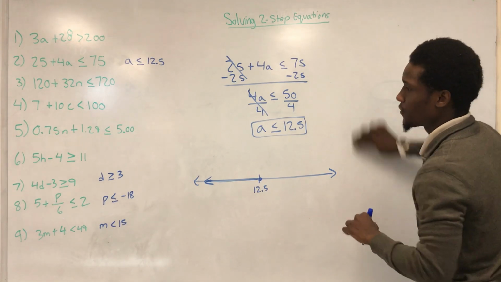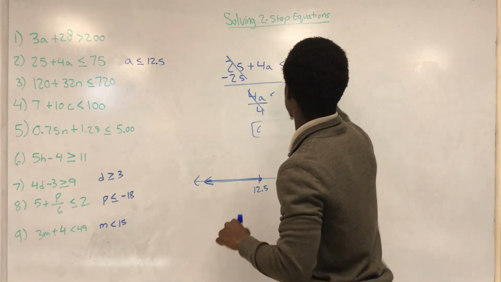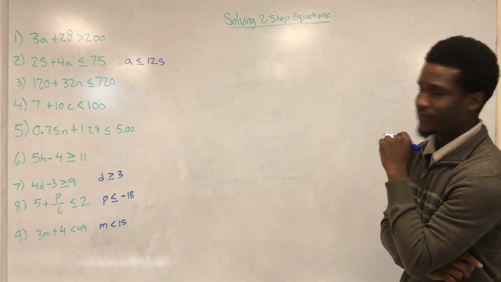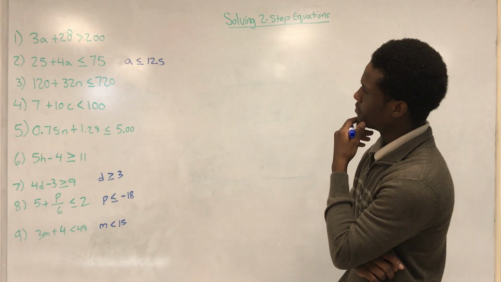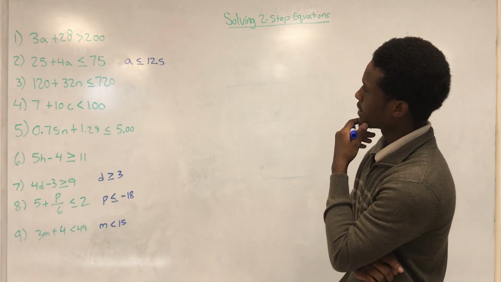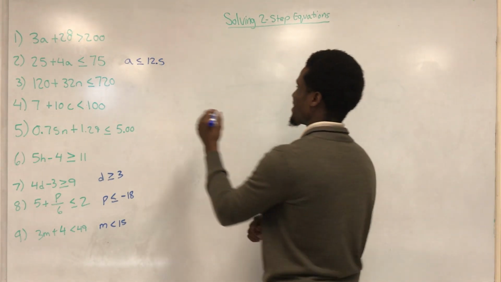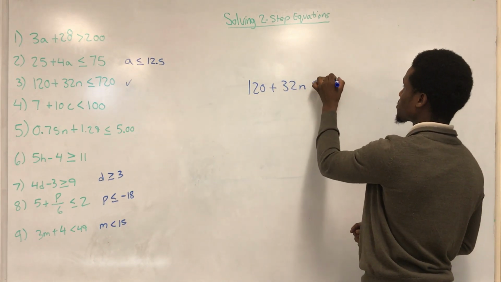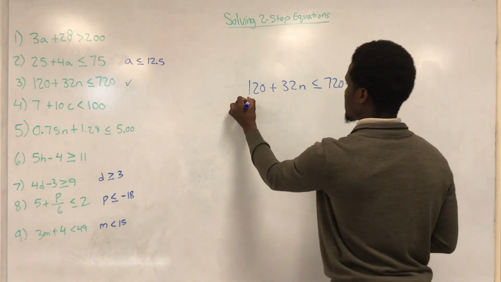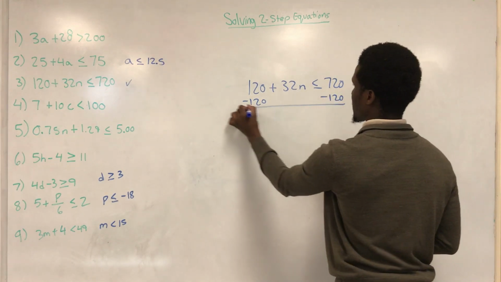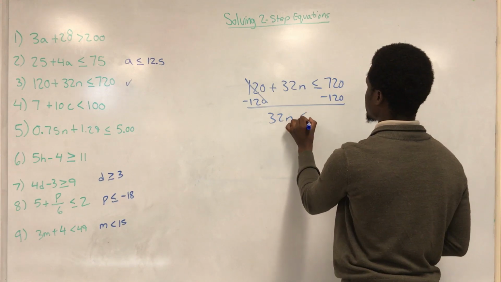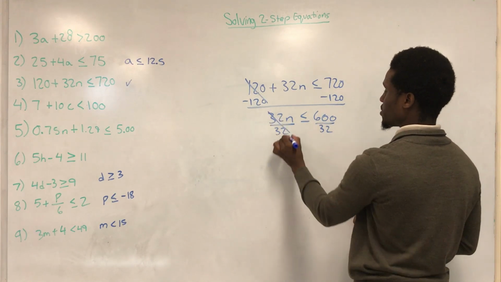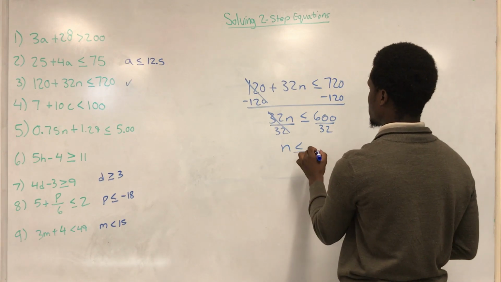All right. So we've already done 4, so let's do one more, and then I'll leave the rest up to y'all. Let's try 5. Actually, let's try, because I want you guys to do 5, let's try 3. So we have 120 plus 32n is less than or equal to 720. Same thing, minus 120, minus 120. So we have 32n is less than or equal to 600. Divide by 32, divide by 32. So n has to be less than or equal to 18.75.